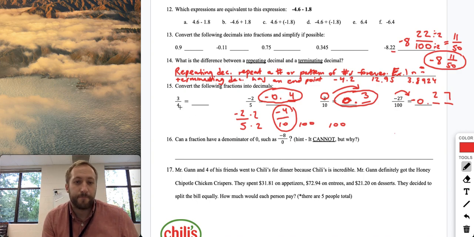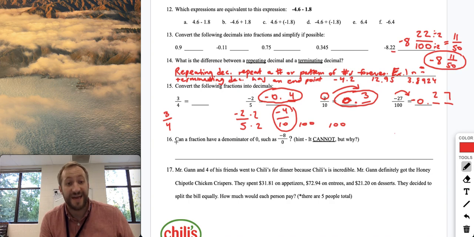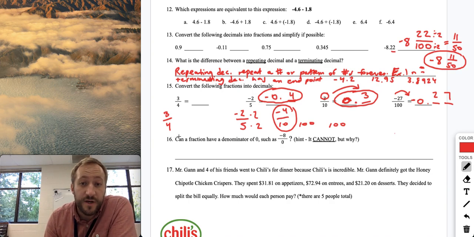Let's look at the next one. 3/4. I'm always going to look and see first if I can turn the denominator into one of the place values that I know. I know I can turn this 4 not into a 10, but I could turn it into 100. So I could turn 4 into 100 by multiplying by 25. If I do it on the bottom, I have to do it on the top too. 4 times 25 is 100. 3 times 25 is 75.